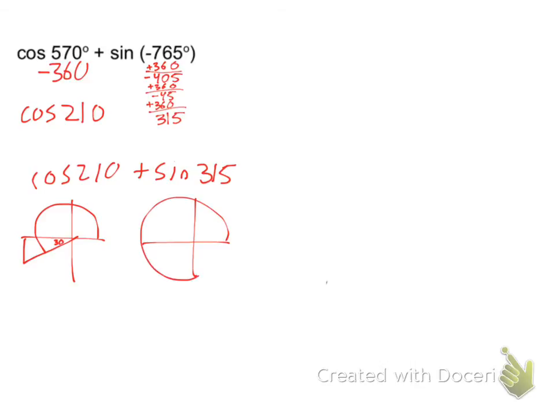315, though, is way over here. Reference angle of 45. So now we can start to finish it. That means the cosine of 570 is the same thing as cosine of 210, which is also the same as the cosine of 30. I'm going to make that smaller.